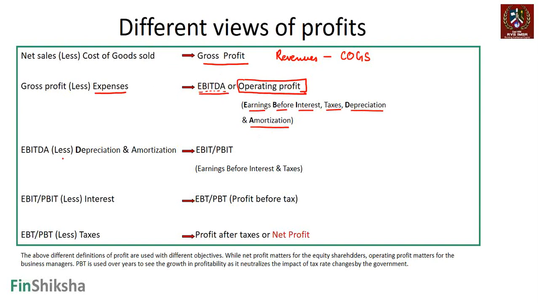From EBITDA, if I just subtract depreciation and amortization, this is a non-cash expense. What do we mean by a non-cash expense? We are just doing an accounting treatment for something.